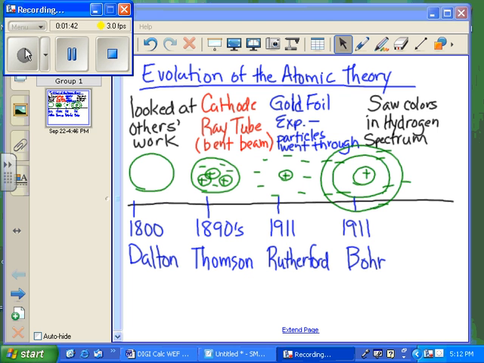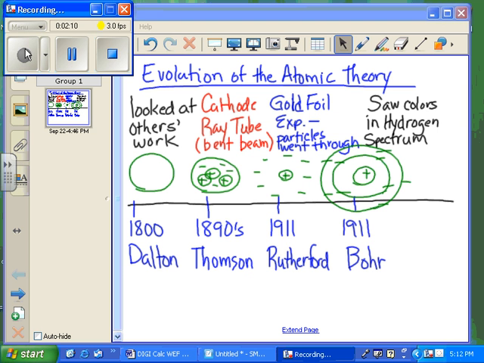Almost the same year, very shortly after, a guy named Bohr, who was actually a big mathematician as well, looked at the hydrogen spectrum, the color spectrum for hydrogen. What happened was he found very discrete lines. That to him proved that electrons held very specific energy levels. So he was the guy who proved energy levels.